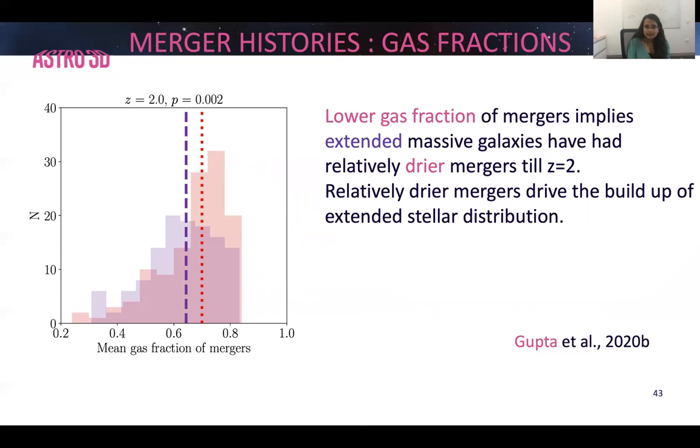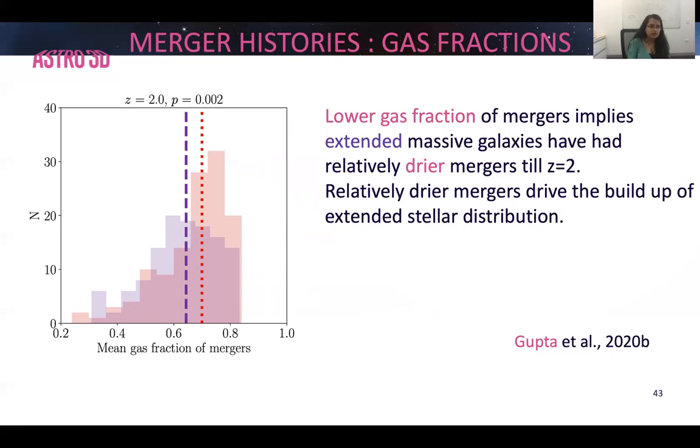So the extended massive galaxies, they have encountered relatively drier mergers. Mean gas fractions of the mergers encountered by the extended massive galaxies is lower than the mean gas fractions of the mergers encountered by normal size massive galaxies. Basically, the extended massive galaxies encountered relatively drier mergers compared to the normal size massive galaxies.